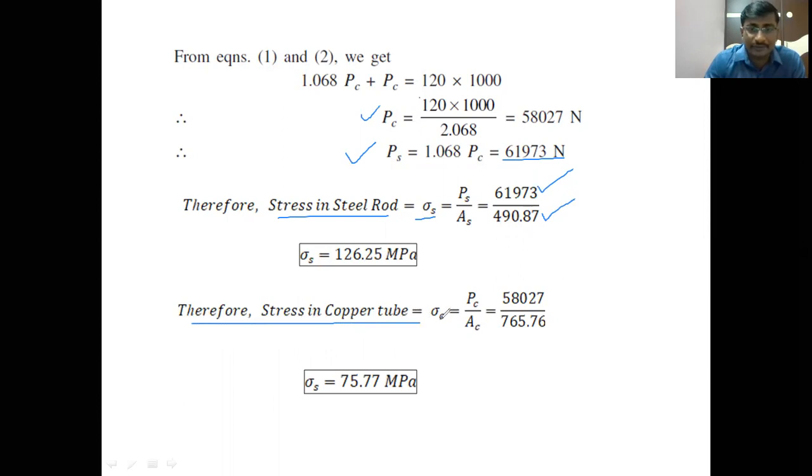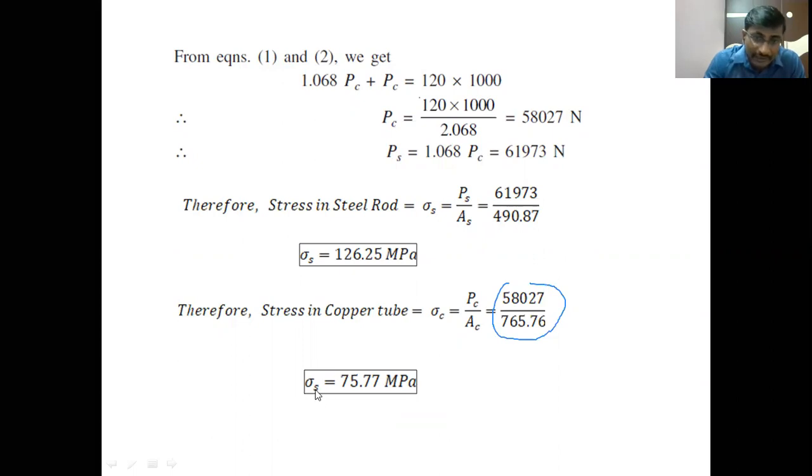Stress in the copper tube, sigma C, is equal to the load shared by the copper tube divided by the cross-sectional area of the copper tube. The load shared by the copper tube is 58,027 newtons divided by the cross-sectional area, 765.76 millimeter square. From this we can get the stress in the copper tube. What is the stress in the copper tube? That is 75.77 megapascals. The answer, sigma C, is 75.77 megapascals.